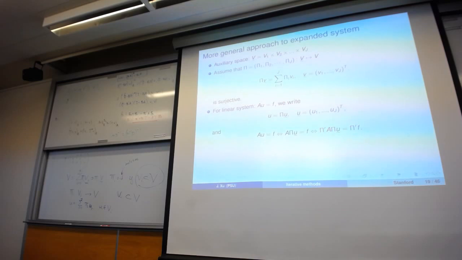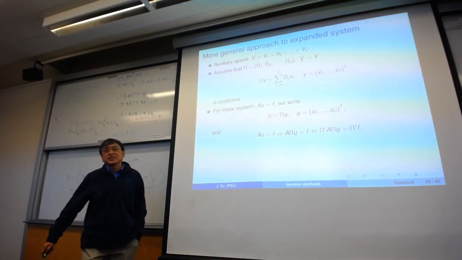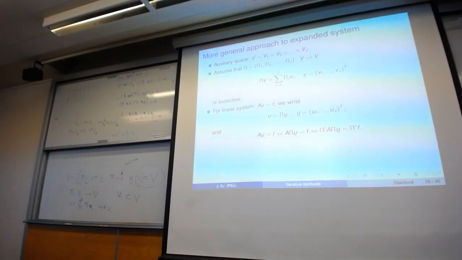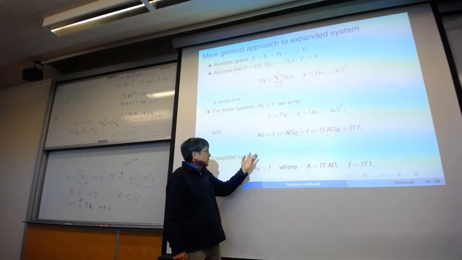So this is equivalent to the original problem. Now this one is a bigger problem. It's much bigger. It's singular. I'm a little bit crazy here because I want to turn a symmetric positive definite problem into a singular one, but you're going to see the advantage down the road. That's my main message: a singular matrix is good. So now, with the expanded problem, instead of solving this problem, I'm going to solve this problem.